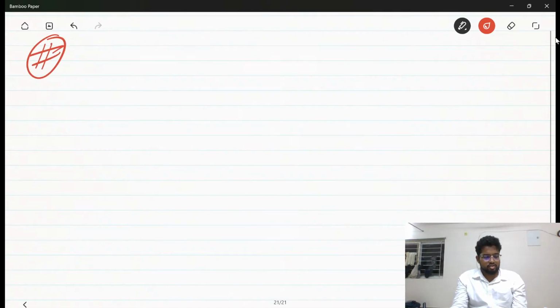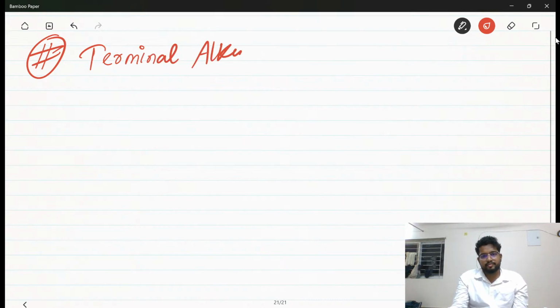See this structure, what you have, and how to draw the molecule. So here in the Kucherov reaction, first I will solve for a terminal alkyne. What do you mean by terminal alkyne?